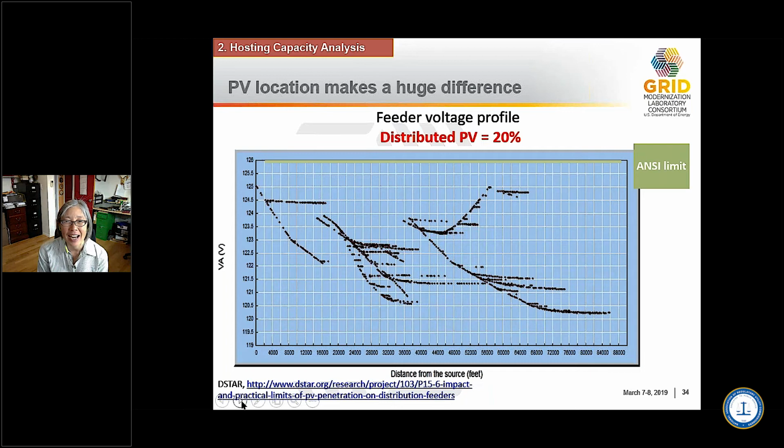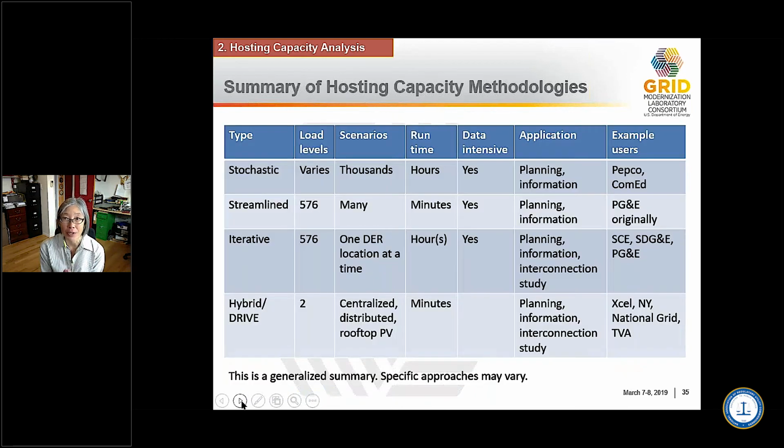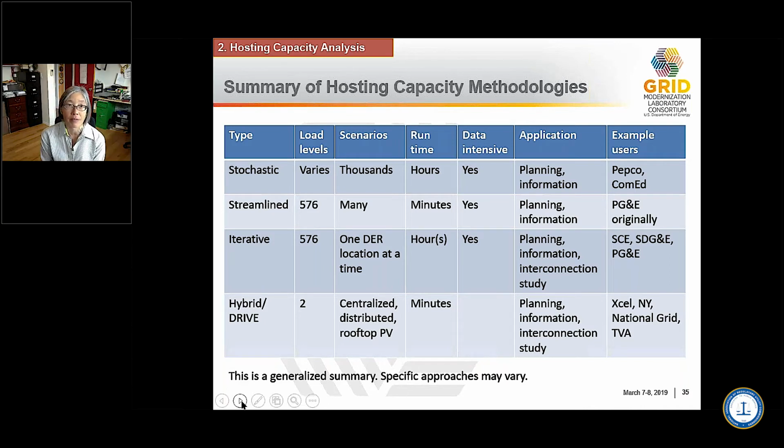If you go to the next slide, Carrie, there's several different types of hosting capacity methodologies, and they vary in terms of what their use cases are, in terms of how much data you need, in terms of how long it takes to run them. Of course, you're going to have questions about accuracy, and there are a few comparisons about accuracy, but it's just a few at present, so it might be a little premature to be real conclusive about that.